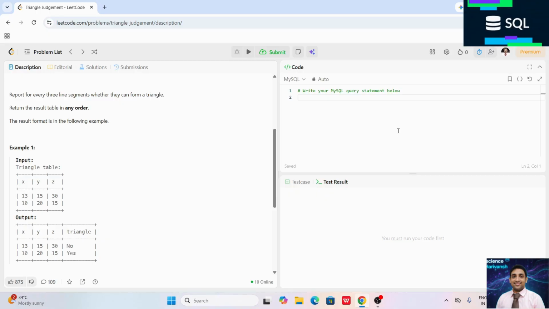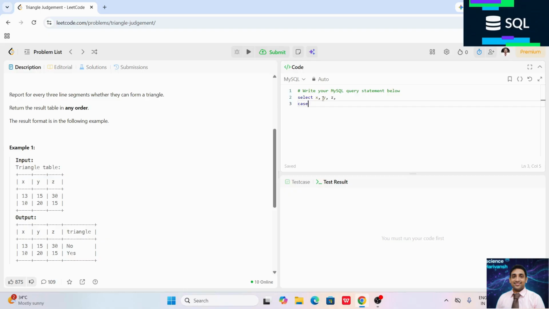We start writing the query. Select x, y, z. Here we are simply selecting the columns x, y and z because the question says we need to return these values in the result. Next line, case. Now we are using a case statement because the question is asking for a condition based output. We need to return yes or no depending on whether the triangle condition is satisfied.